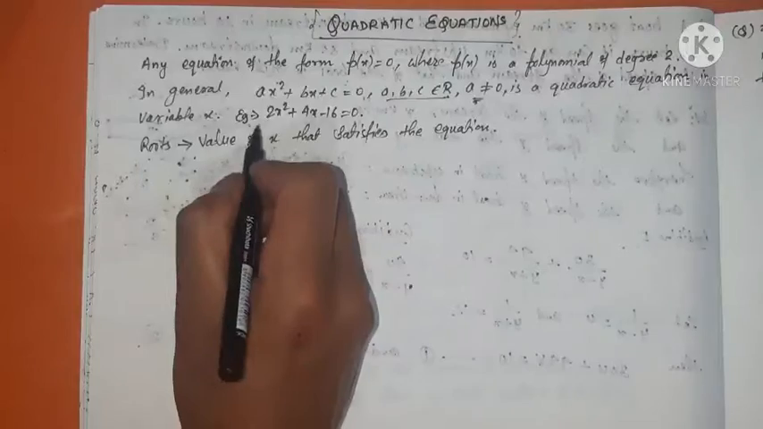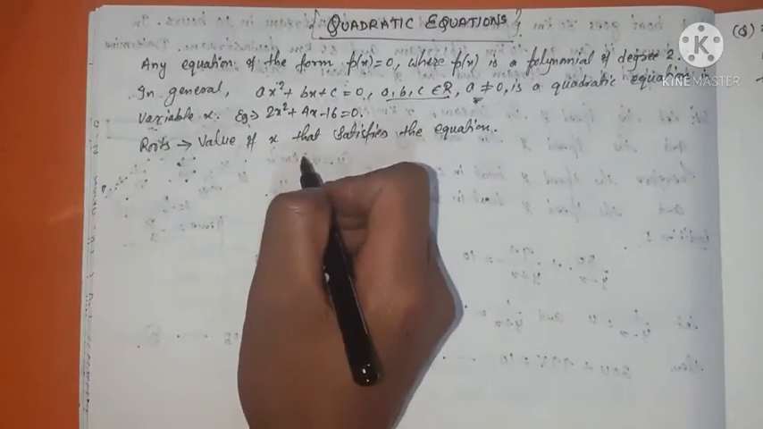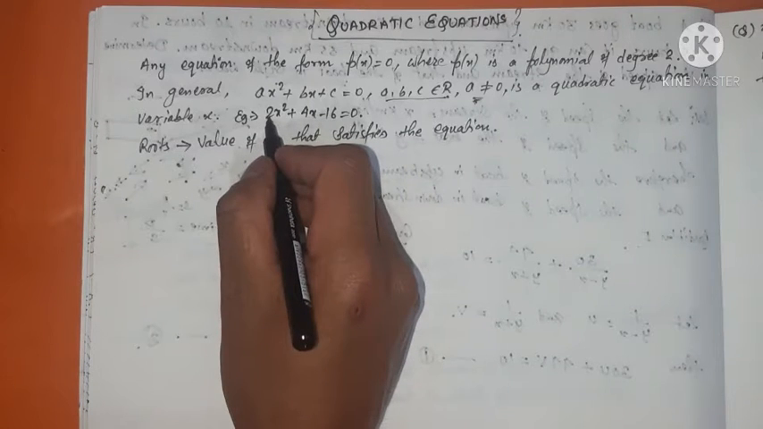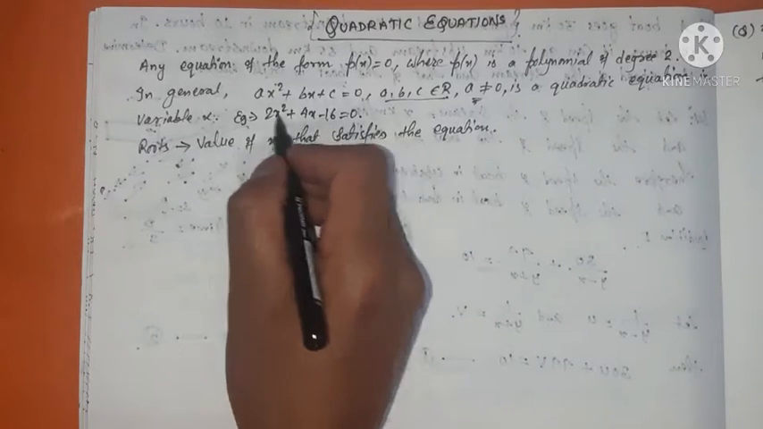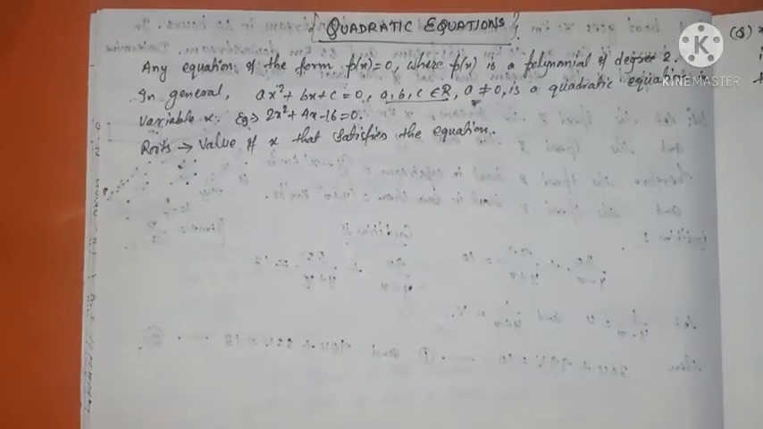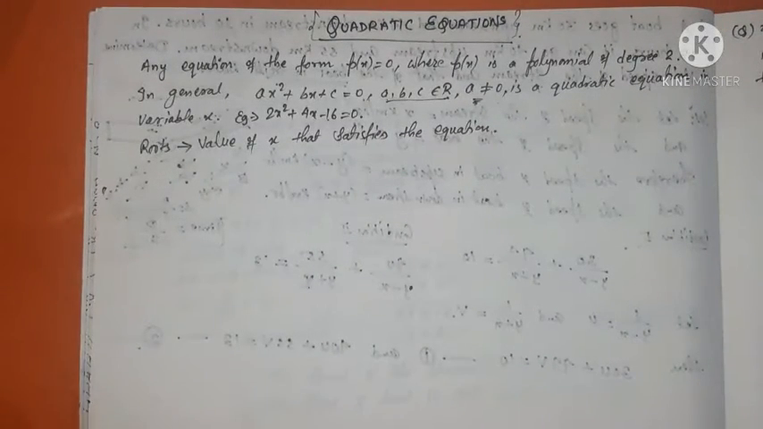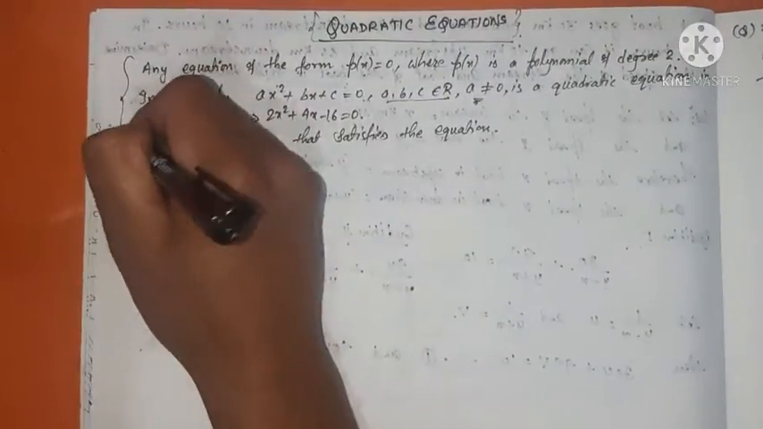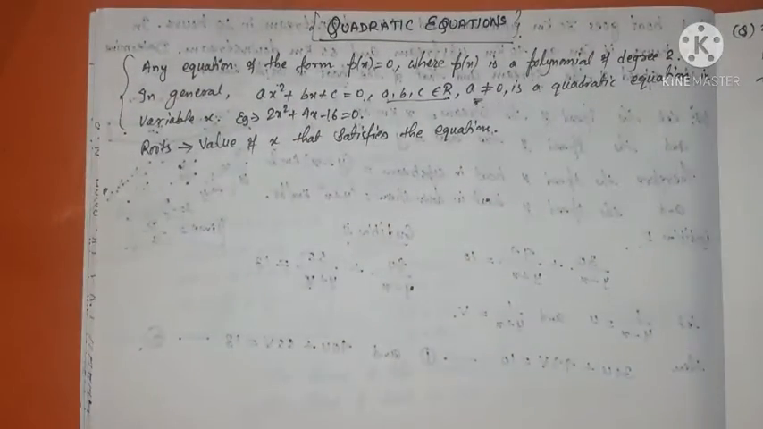For example, 2x square plus 4x minus 16 equals 0. See, degree 2, right? Now 2, 4 and minus 16 are the values of a, b and c respectively. Okay, so in this class, especially in class 10, this is your definition. You must mention it, you must write it properly.